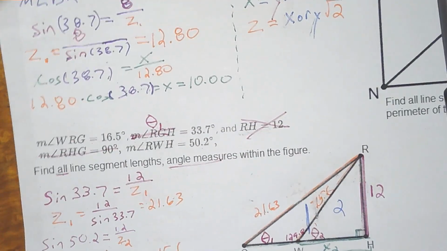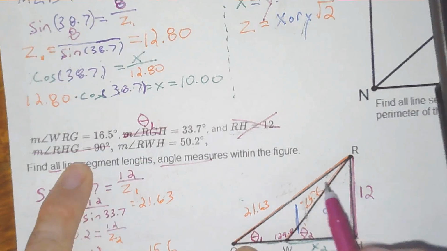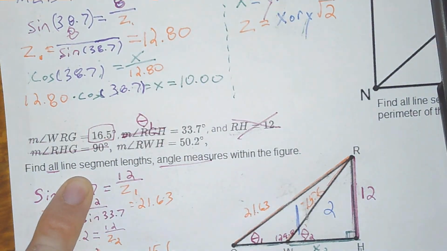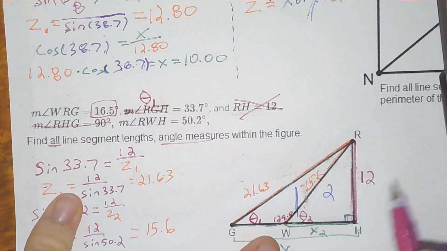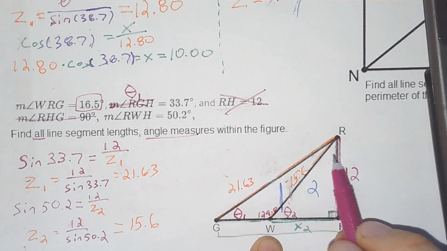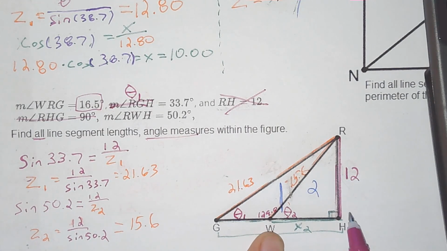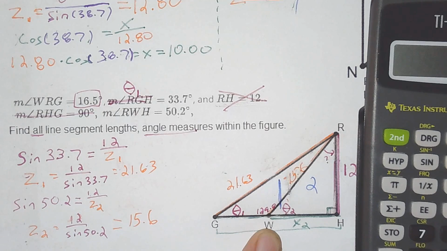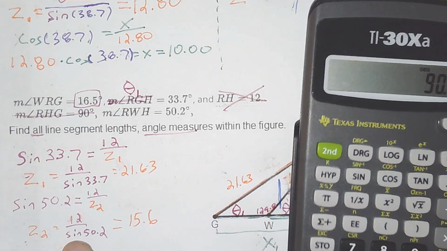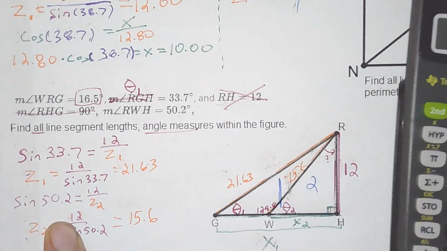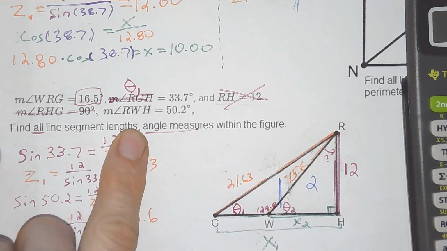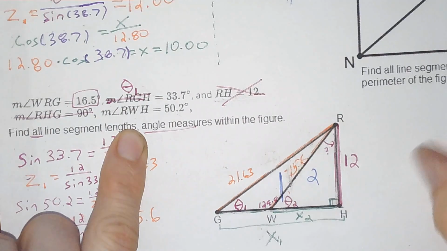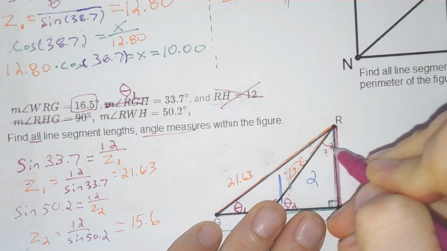Okay. All right. So if this is 129.8, well, I know that WRG, that's 16.5. They already told me that was 16.5. I could figure it out that way too. But okay, so what is the measure of this angle? If this was 50.2 and that's 90 degrees, what is this angle measure? All right, so this angle measure is 90 degrees plus 50.2, RWH, right? 140 minus 180 equals 39.8 degrees. This is 39.8 degrees.